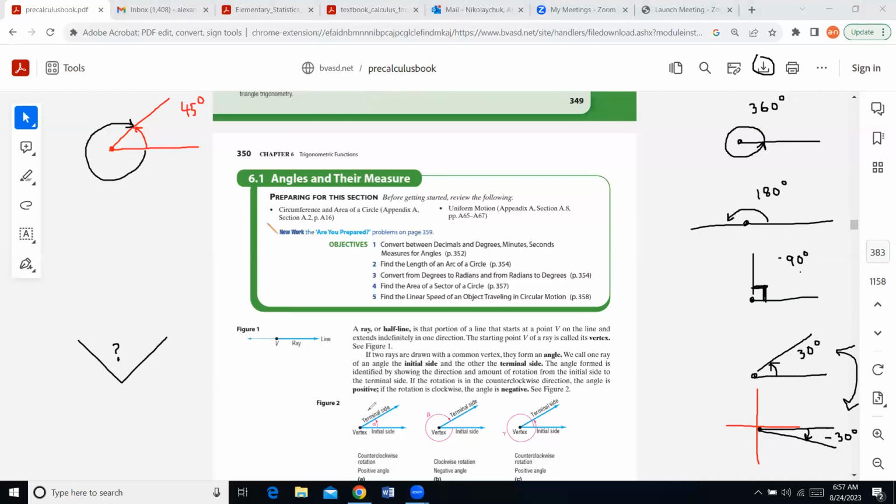And that's what they're trying to show in figure 2, that you may go the opposite way and end up with the same initial and terminal sides, but the angle is going to be different. And it turns out for that angle I produced, I need to take 45 away from 360. So it looks like it's going to be 315 degrees.